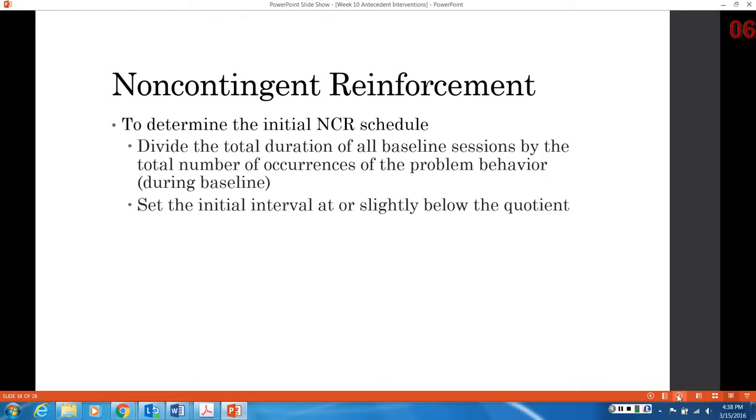The first step in implementing a non-contingent reinforcement procedure is to determine the initial schedule on which reinforcement will be delivered. To do this, the behavior analyst should divide the total duration of all baseline sessions by the total occurrences of problem behavior during baseline, and then set the initial interval at or slightly below the quotient.